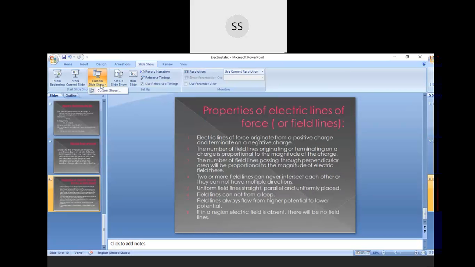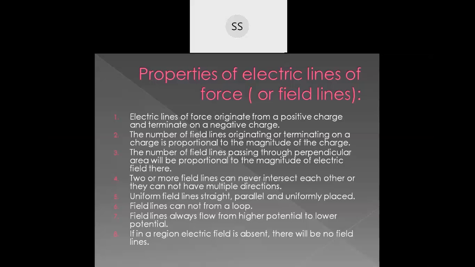Okay, so these are the properties of electric lines of force or field lines. Number one, electric field lines originate from a positive charge and terminate on a negative charge. The direction of the electric field lines is always taken as from positive charge to negative charge.